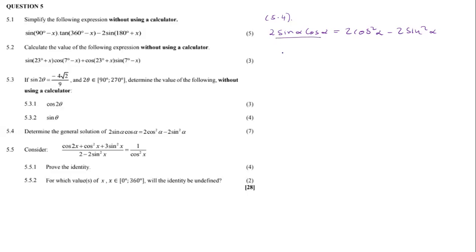This one is a double angle for sine, so you can change it to sine 2 alpha, right? Then here, take out 2 outside to avoid confusion. We have cos squared alpha minus sine squared alpha, and this is a double angle for cos. So we have sine 2 alpha is equals to 2 times cos 2 alpha.